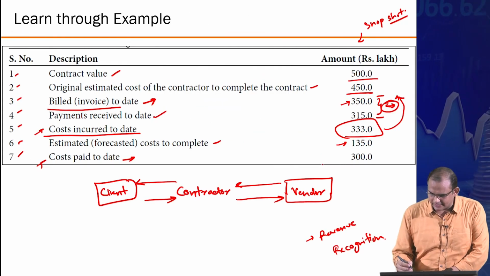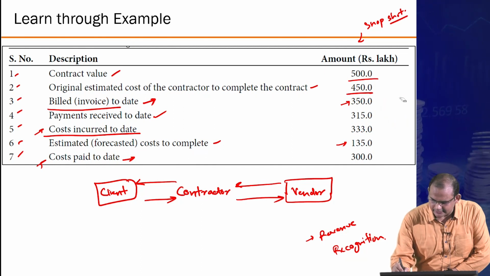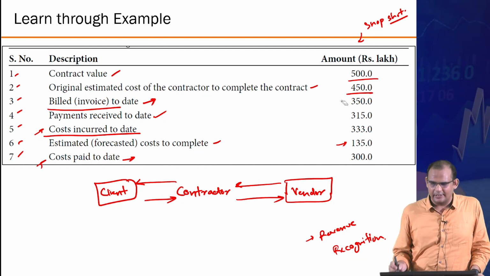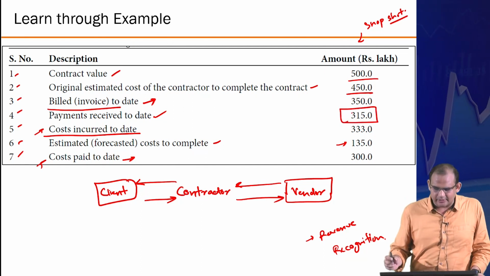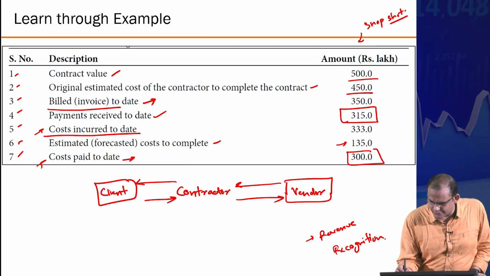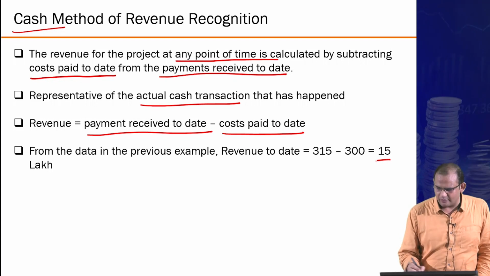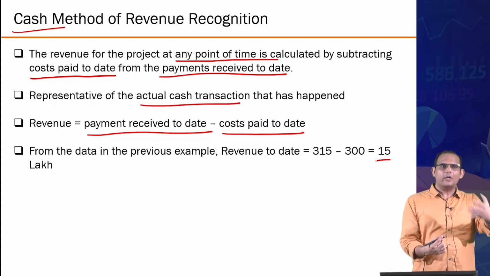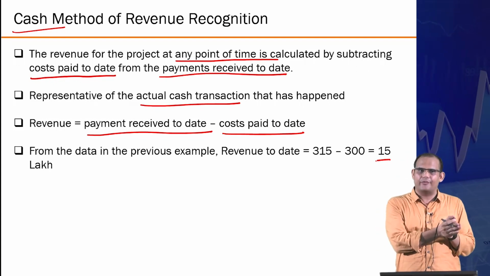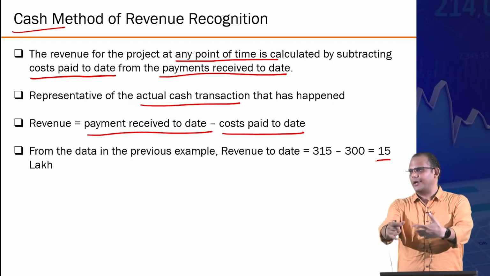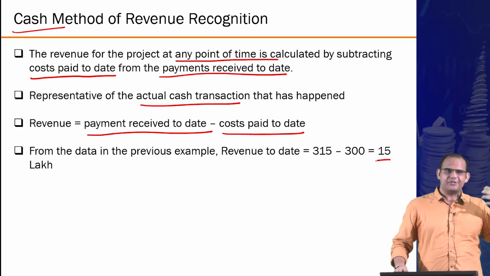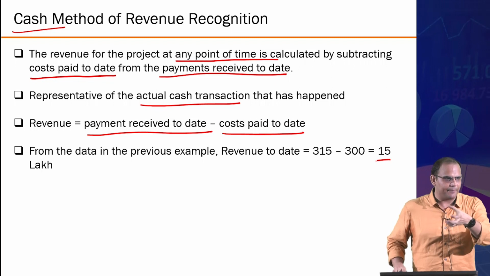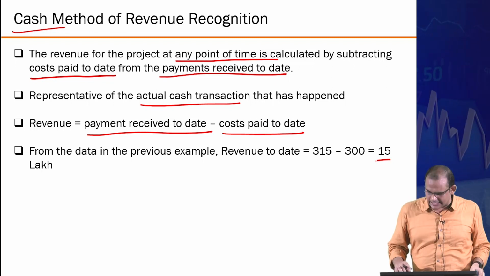So from this data, payment received to date is what? 315, and the cost paid to date 300. So your actual net cash in your account is about 15 lakh. Okay, this is a cash based principle. You are only paying attention to when actually cash gets transferred to your account or actually flows away from your account. That's the principle. But as I told, in general, accounting as a field is evolving from cash to this accrual kind of principle. That's where new methods started to evolve.